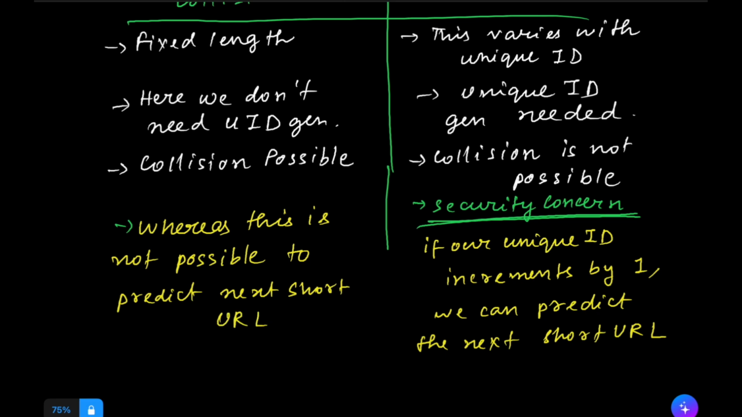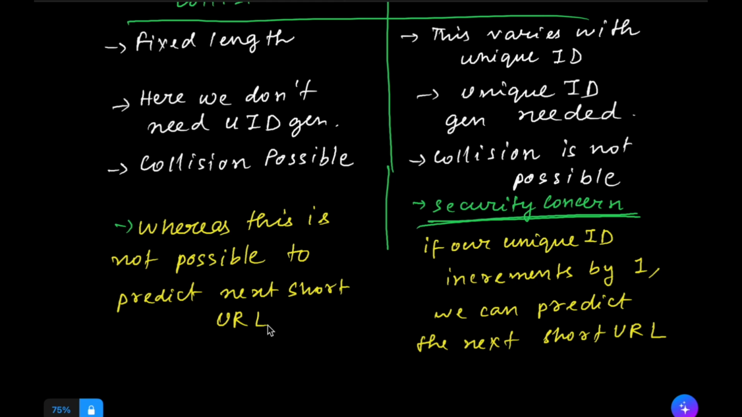So this is one of the security concerns, but this can also be handled if we intelligently choose our unique ID generator for distributed systems. Maybe we can use the Twitter Snowflake approach or the ticket server by Flickr approach, depending on our use case, depending on the scalability and all, that uses the timestamp to increment the unique ID, and thereby we can also handle this scenario.